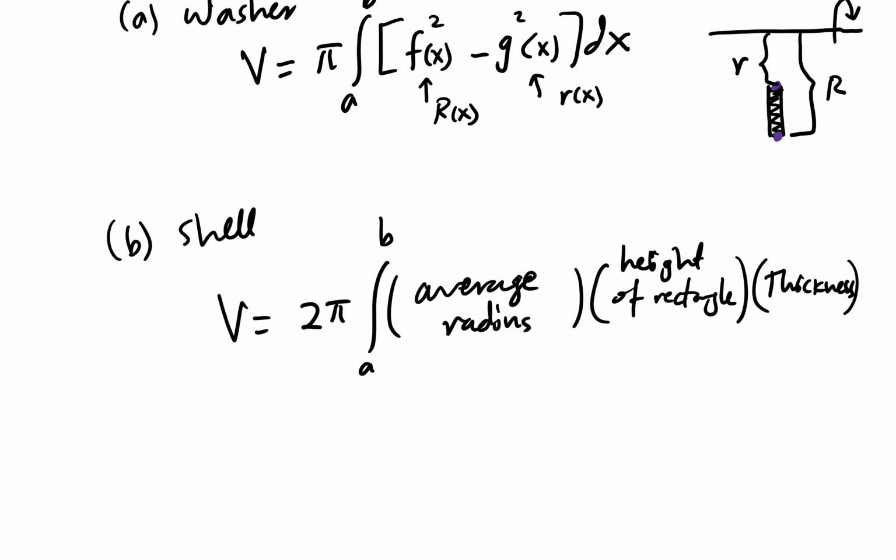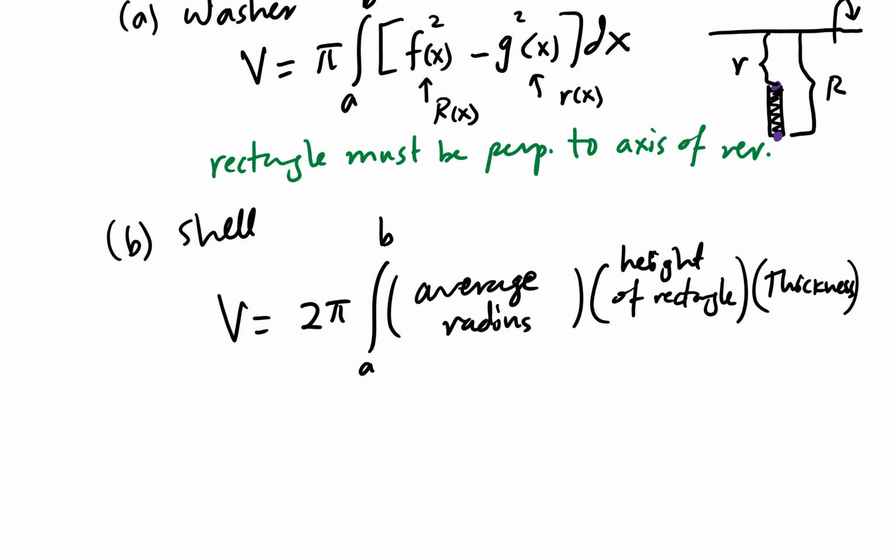Now, remember, in the first one, here the rectangle must be perpendicular to the axis of revolution. Here the rectangle must be parallel.